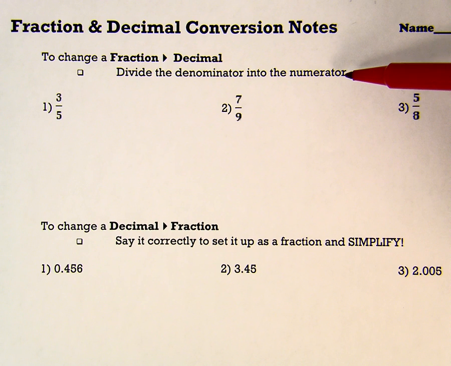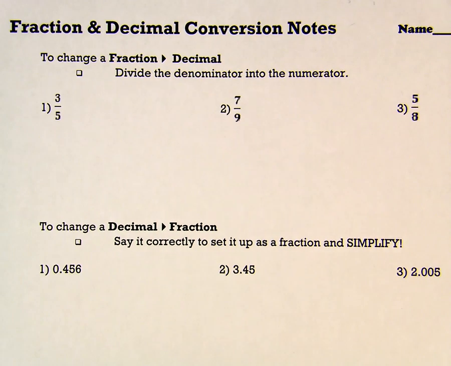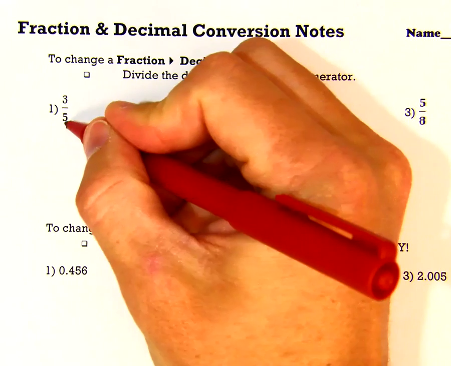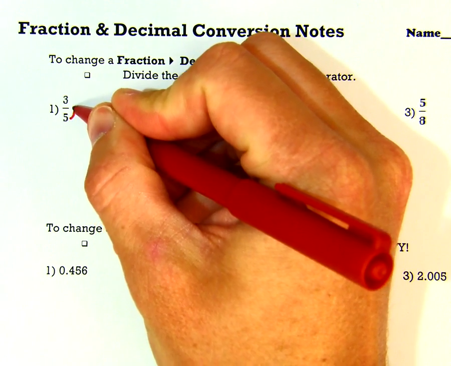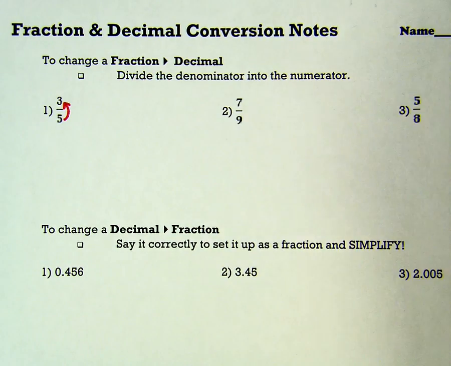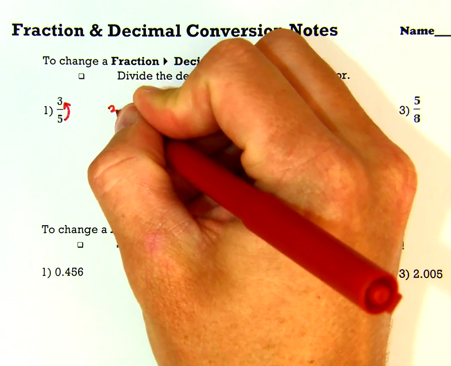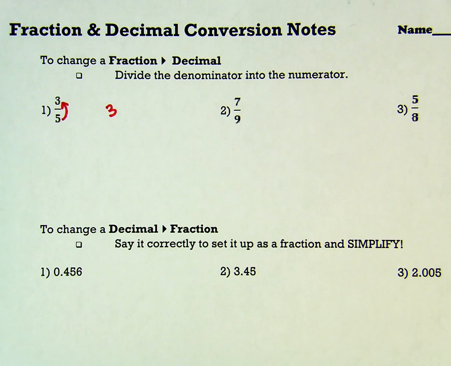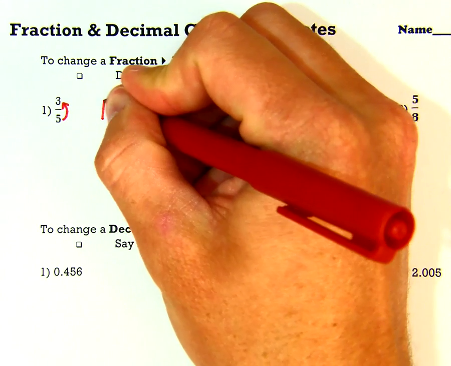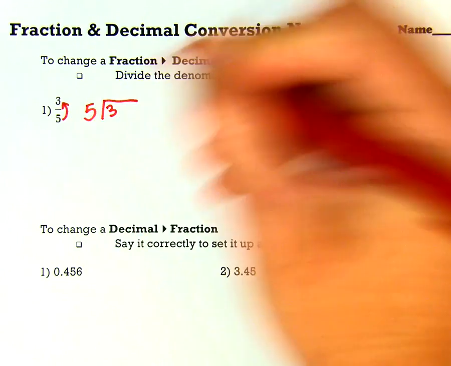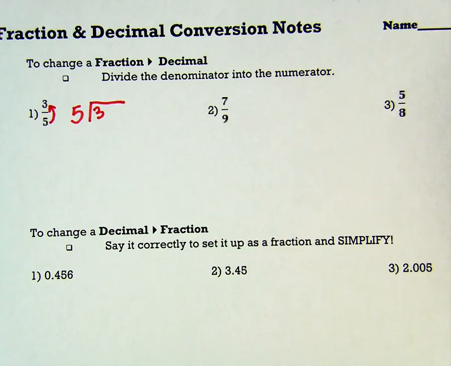Okay? So our first fraction is 3 over 5. Again, we're going to divide our denominator, which is your bottom number, into your numerator, which is your top number. So we're going to set it up with our numerator, our top number, going inside our little house here. Okay, so it should look like this.